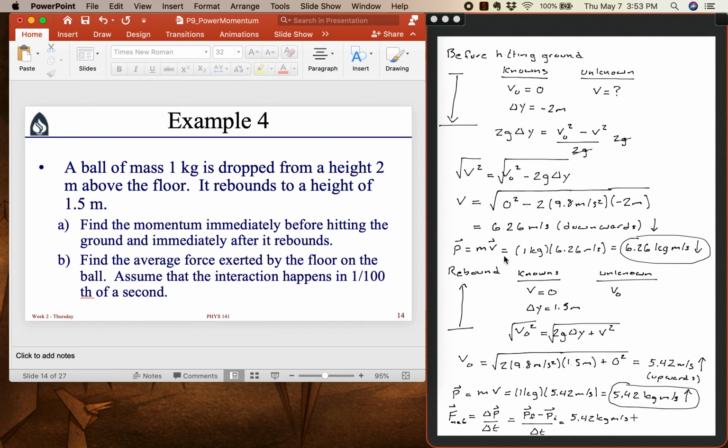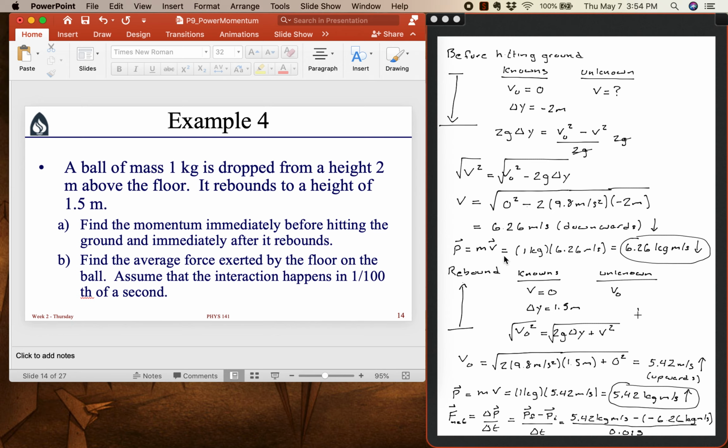And the initial momentum minus, well, the initial momentum was downward, so that's going to be a negative 6.26 kilograms meters per second. And then we divide all of that by the amount of time that the interaction took place, the amount of time that the ball was in contact with the floor, which is 1/100th of a second, or 0.01 seconds.